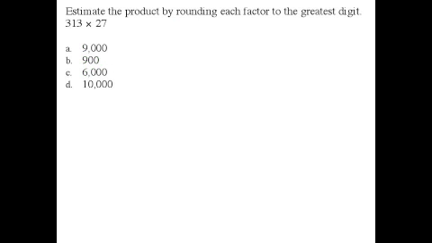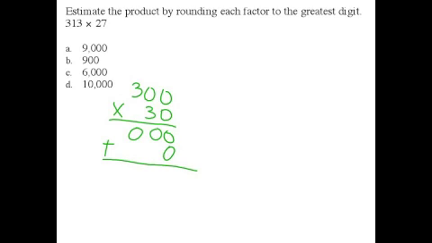This question is brought to you by Lizzie and Olivia. Estimate the product by rounding each factor to the greatest digit. 313 rounds to 300. 27 rounds to 30. So the answer is 9,000.